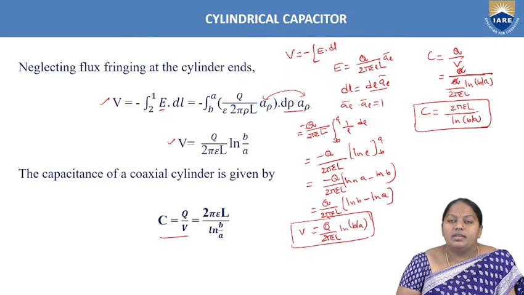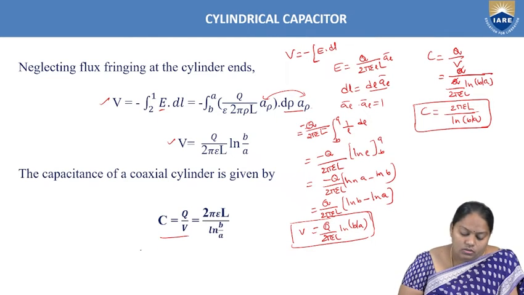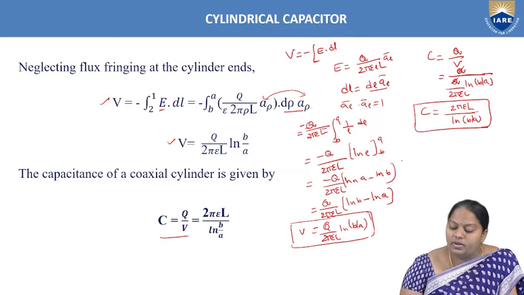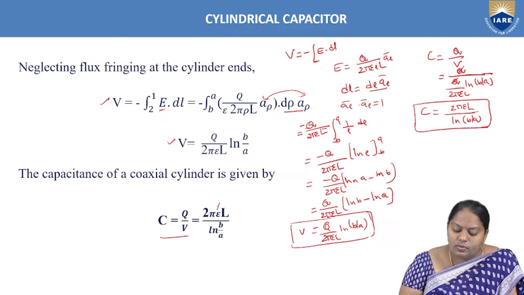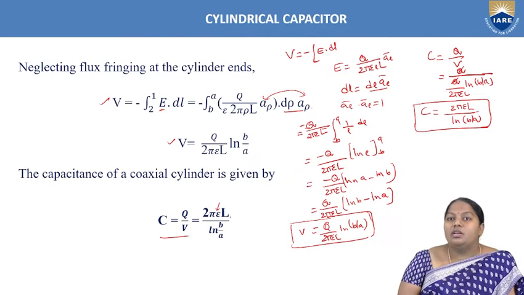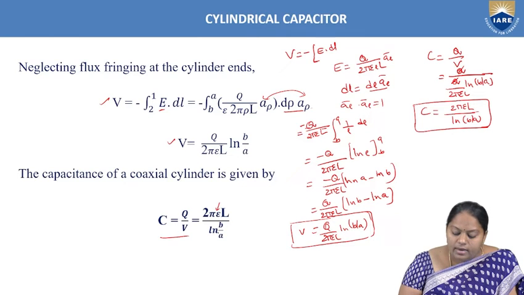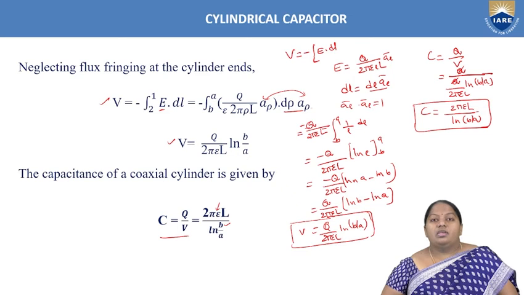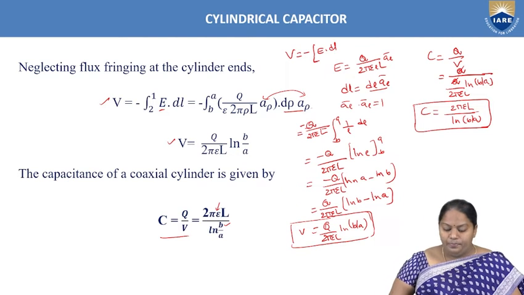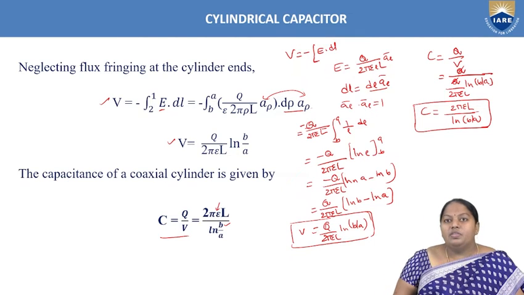which is the capacitance of the cylindrical capacitor. So, the capacitance of a cylindrical capacitor is given by C equal to 2 pi epsilon L by ln of B by A, where epsilon is the permittivity of the material and L is the length of the coaxial cable, and in ln of B by A, B is the outer plate radius and A is the inner plate radius. Right? So, the capacitance of the cylindrical capacitor is obtained as 2 pi epsilon L by ln of B by A.